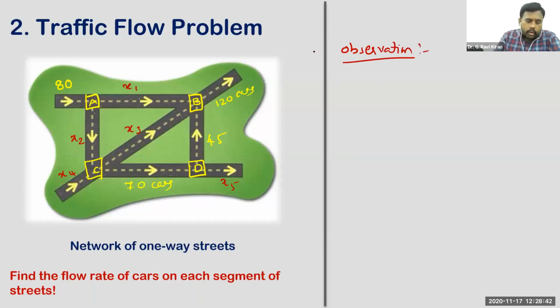In any network of this kind, the amount of vehicles entering the network is always equal to the amount of vehicles exiting the network, right? Understand? The first observation is the total amount of vehicles entering the network together is exactly equal to the amount of vehicles exiting the network. Now, I'm just considering the whole network together.